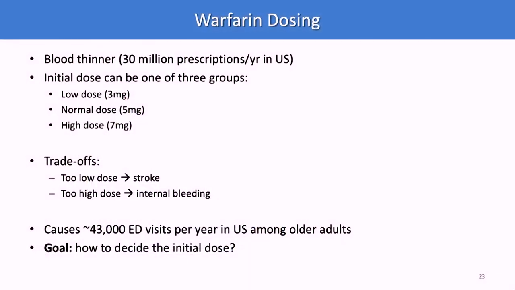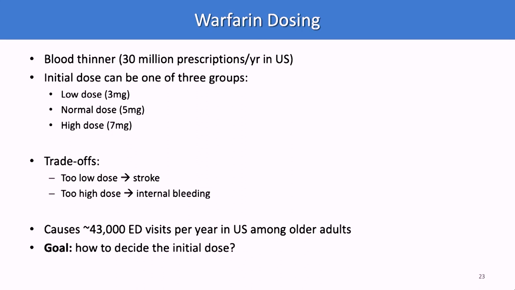Warfarin is a blood thinner, very prevalent, and there are three decisions to make. So here, it's not an A-B test, it's an A-B-C test. I have three decisions for every patient: put them on low dose, medium dose, or high dose. And this decision is really personalized. For some patients, high dose is better. For some patients, low dose is better. It's not the case that everybody gets the same dose. And there are these trade-offs. So the goal is how to decide the initial dose.